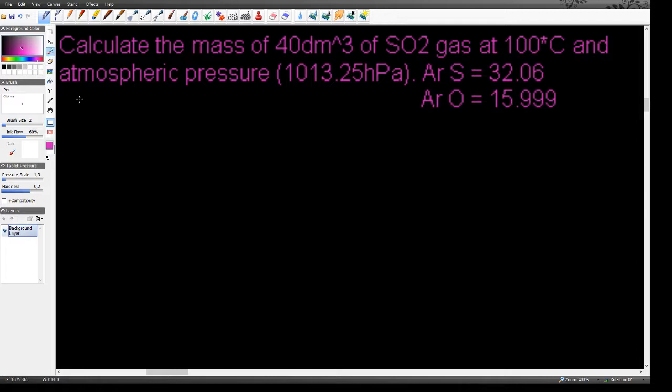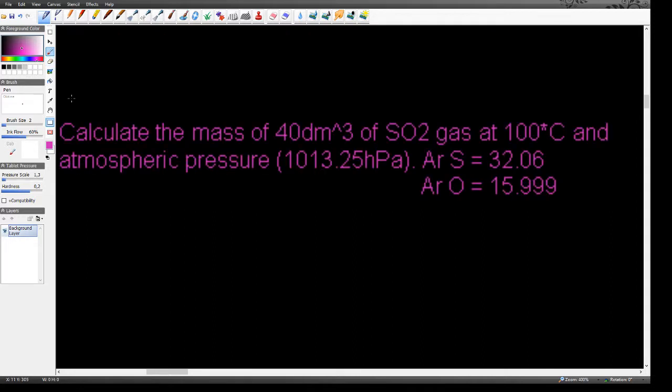We're told to calculate the mass of 40 decimeters cubed of sulfur dioxide gas at 100 degrees Celsius and atmospheric pressure of 1013.25 hectopascals. We know that the Ar of sulfur is 32.06 and the Ar of oxygen is 15.999. Let's see what we can do.